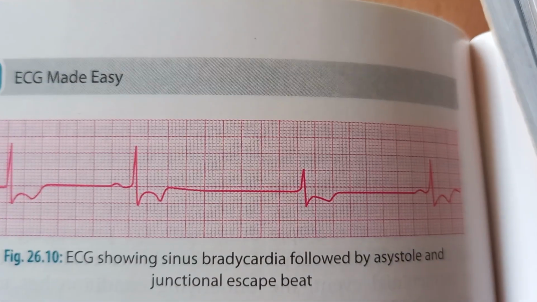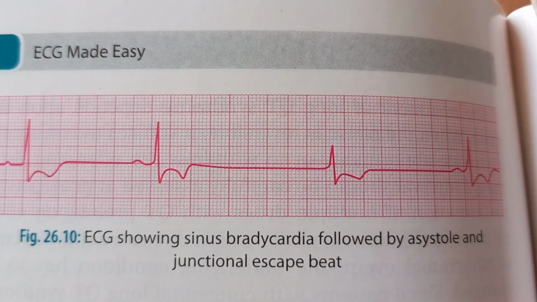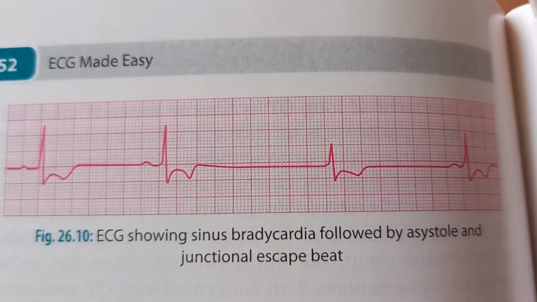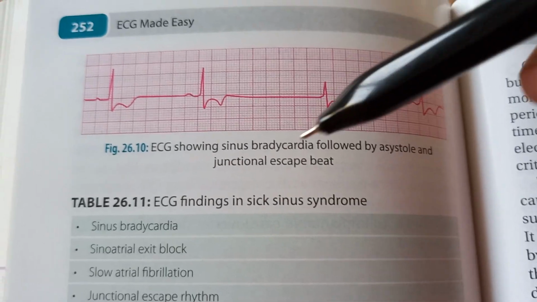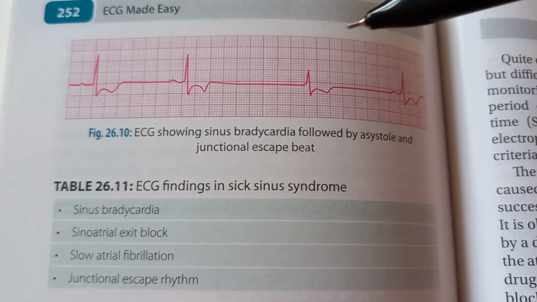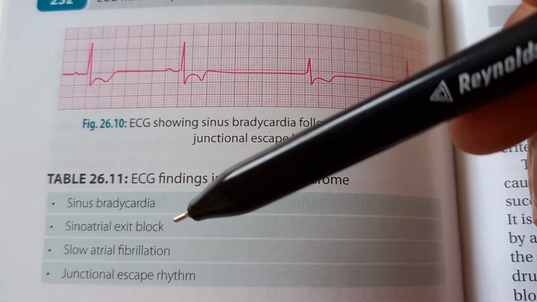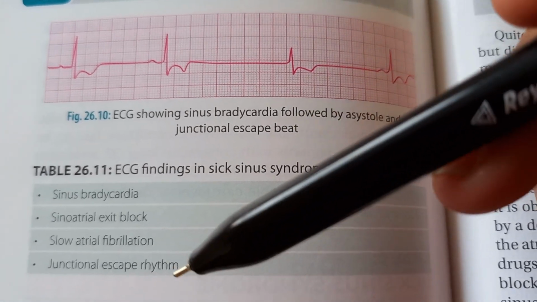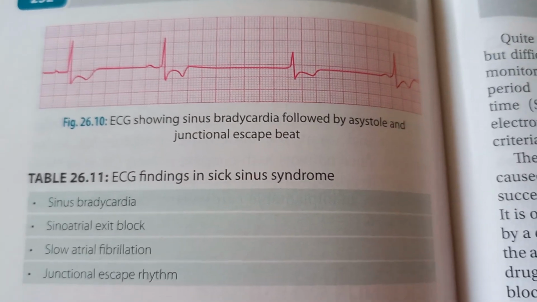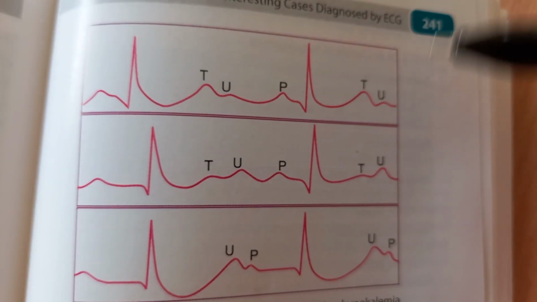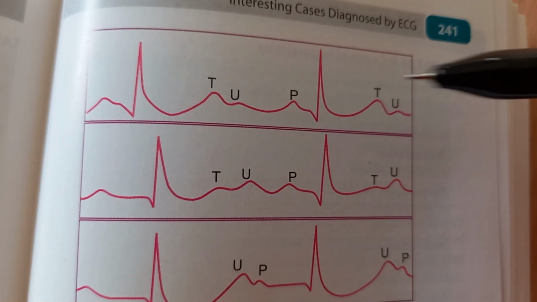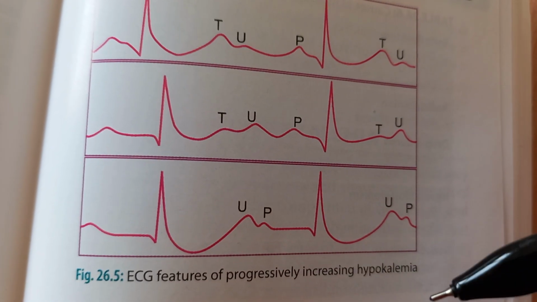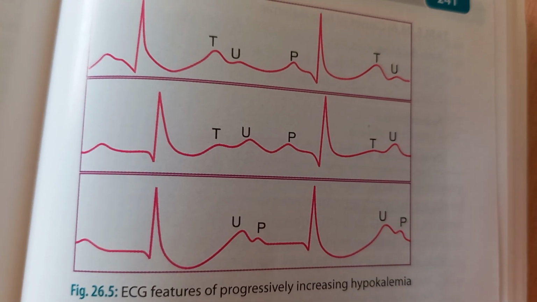So basically this is a sinus bradycardia followed by asystole. And this is sick sinus syndrome. It looks like bradycardia, sinoatrial exit block, slow atrial fibrillation, junctional escape rhythm. Look at these waves. What do you think? This is progressively increasing hypokalemia.